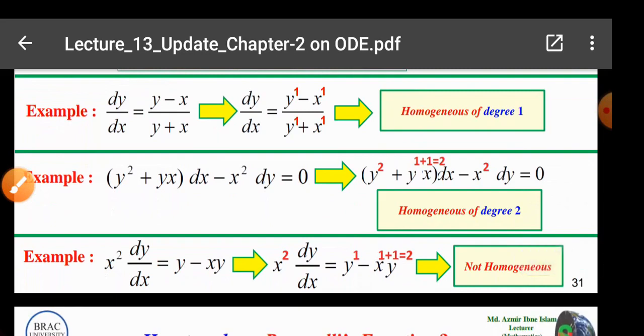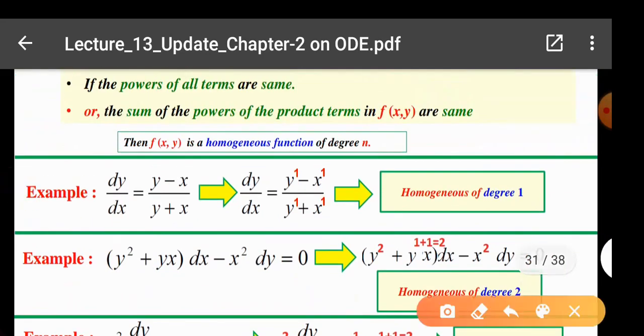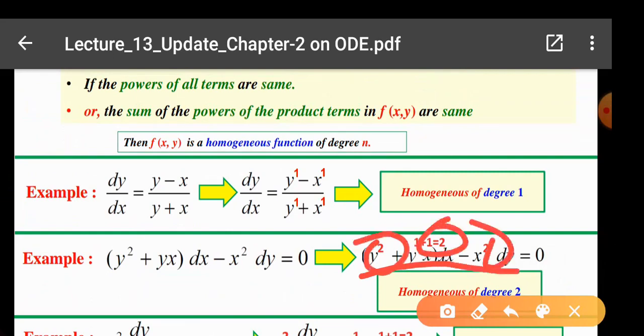Similarly, we can check the second example. Here you have (y² + yx) dx - x² dy. In this part you can see the first term y² has power 2, and the product term yx has power 1 plus 1, that is 2. So all the terms that we have here are of power 2. That means it is a homogeneous function of degree 2.